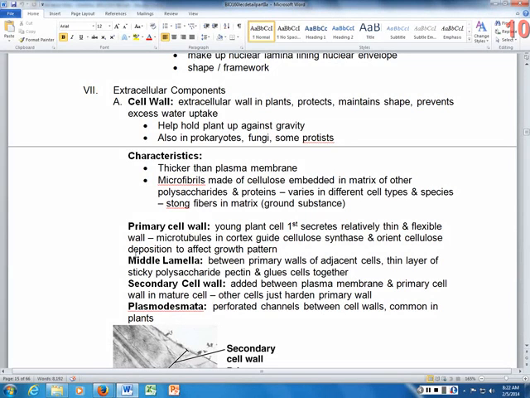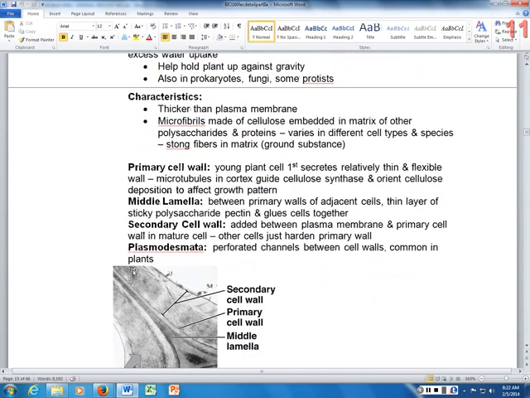So you'll also see cell walls in some of the prokaryotes, like the fungi and some of the protists too. Cell walls are thicker than the plasma membrane. You're going to have microfibrils made of cellulose that are embedded in the matrix. The matrix is basically polysaccharides and proteins. It will vary in content with the different organism.